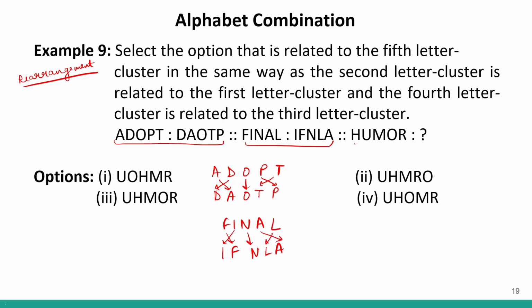So we will do the same thing for HUMOR. This will become crisscross. So UH. This will remain same. So M. And then this will also become crisscross. So RO. So the missing word will be UHMRO. And this is given in which option? Option number 2. So option number 2 would be the correct answer for this question. Right? Okay.